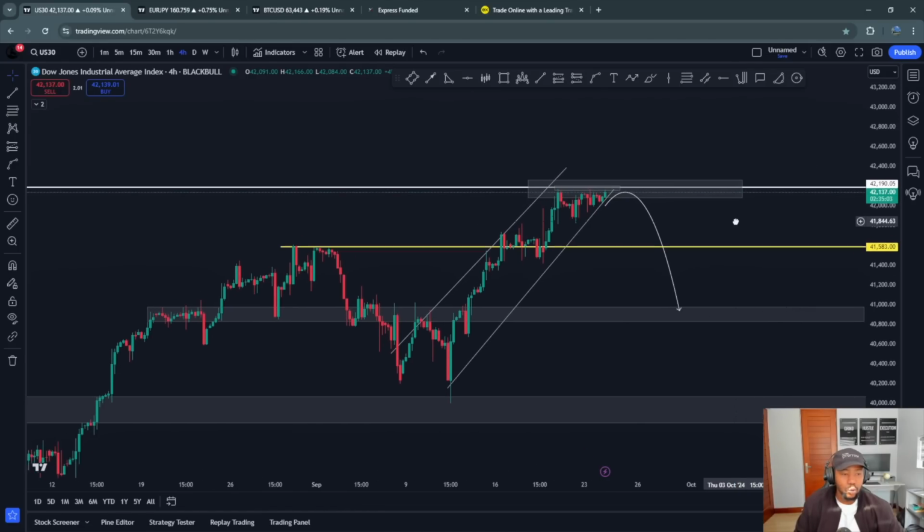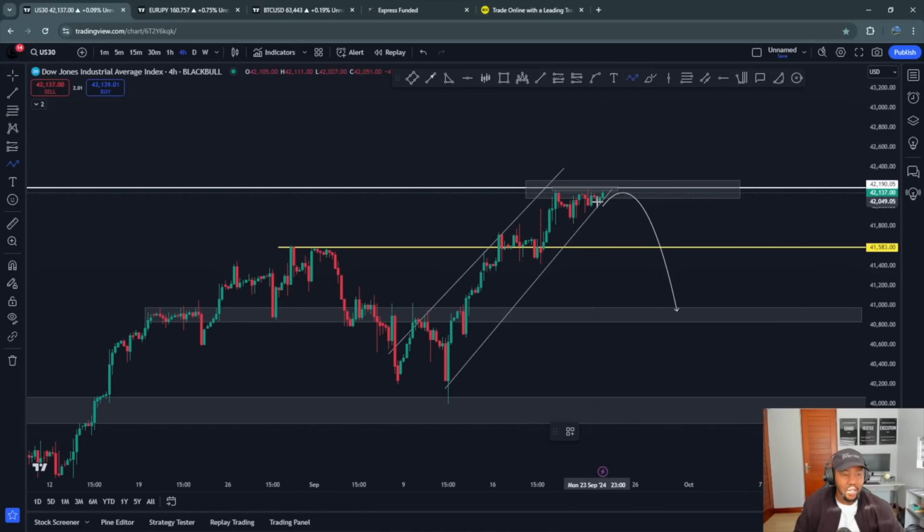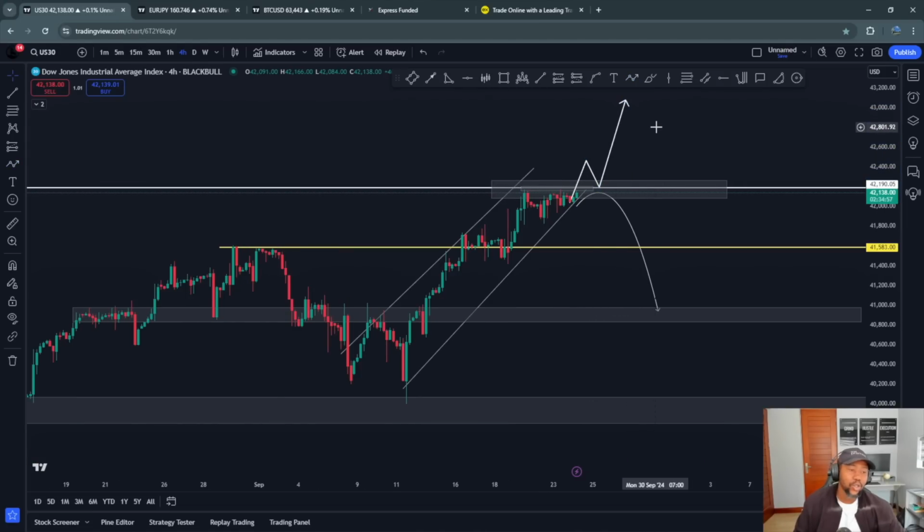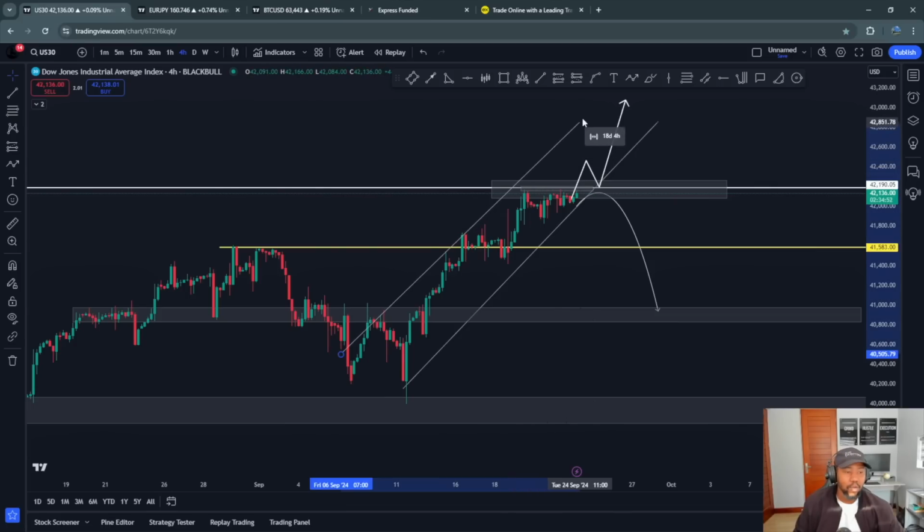However, failure to do so, whereby now USDT actually gives us new higher highs and new higher lows, we are still continuing with our bullish trend all the way towards the upside. Obviously, guys, that will also be a new all-time high.